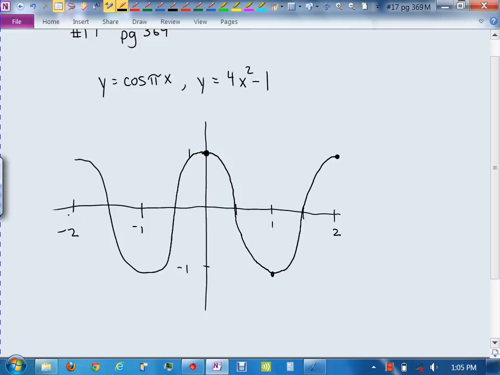Y equals 4x squared minus 1. That's a parabola, correct? Opens up, move down 1. So it starts here, and then it opens up. And I don't know where it hits. I'm going to do this one in red. I'm not sure where they hit each other, so I'm just going to kind of make it up. But at least I have the region, don't I?